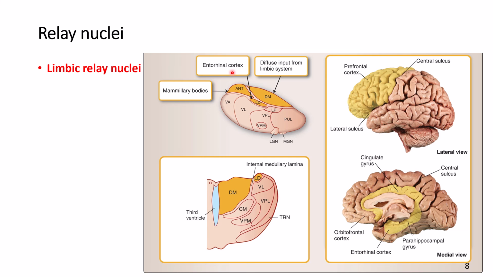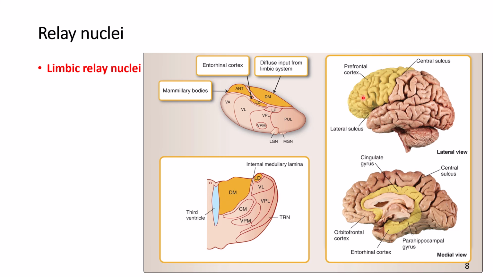The entorhinal cortex, this area you can see, is connected to the lateral dorsal nucleus. And information coming from different parts of the limbic system goes to the dorsomedial. So this is the dorsomedial nucleus. And there are also other parts of the limbic system shown in this image.